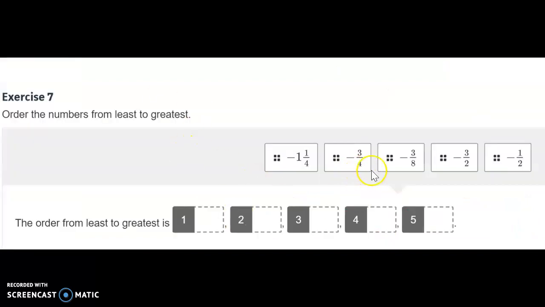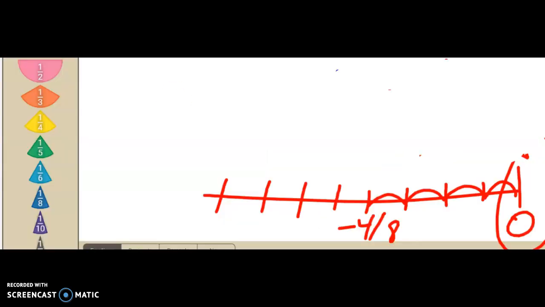So when I look at the next number, -3/4, well, 4 times 2 gets me to 8, so 3 times 2 is going to get me to 6, so 6/8. So now I go 1, 2, 3, 4, 5, 6. So this is going to be -6/8. You keep doing it and you will get there, and then you're going to go ahead and record them accordingly.